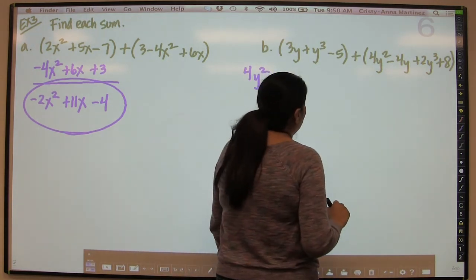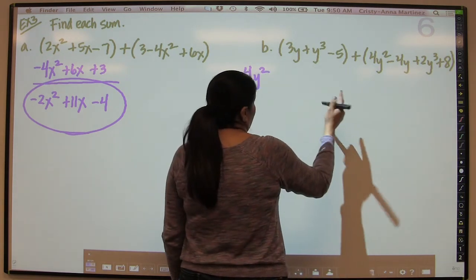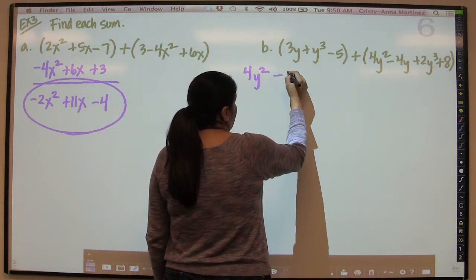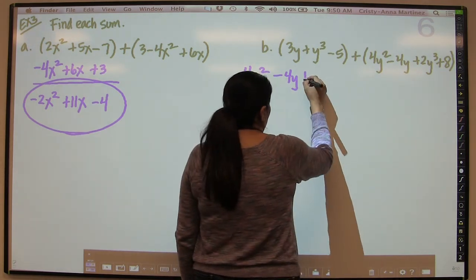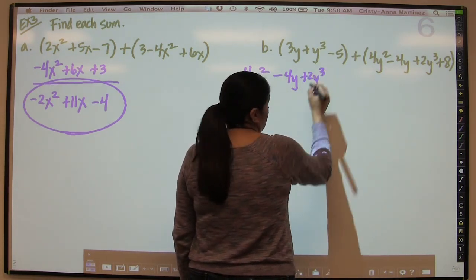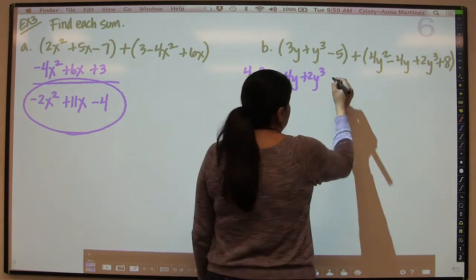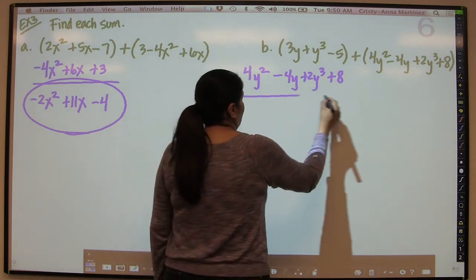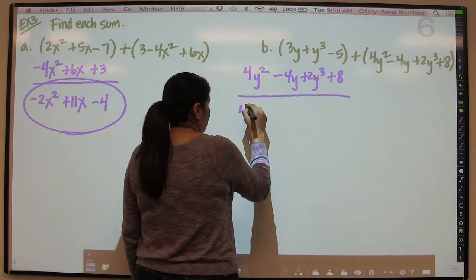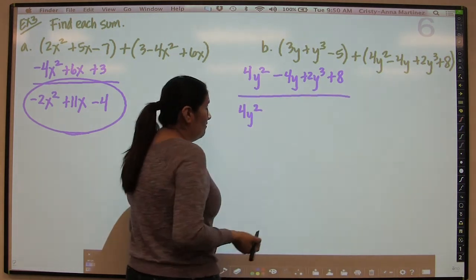And then we have negative 4y. And we're going to put the negative 4y with the 3y. And then we have 2y cubed. That's going to go right here with this y cubed. And then we have plus 8. And then we're going to add them together. And since the 4y squared doesn't have any other like terms, it's just going to stay 4y squared.